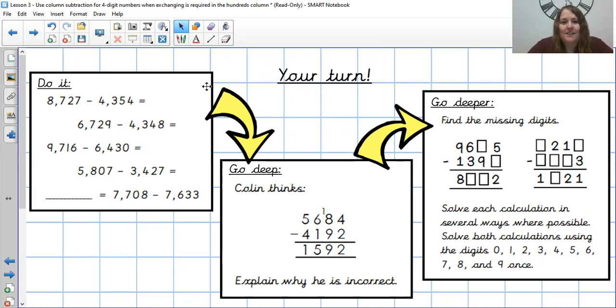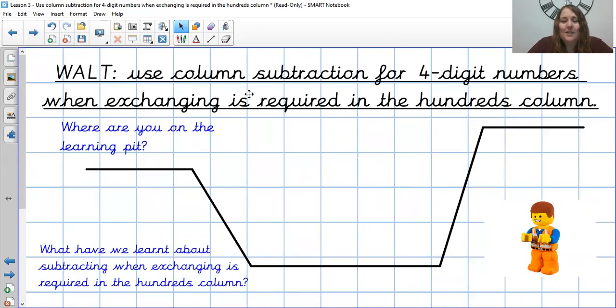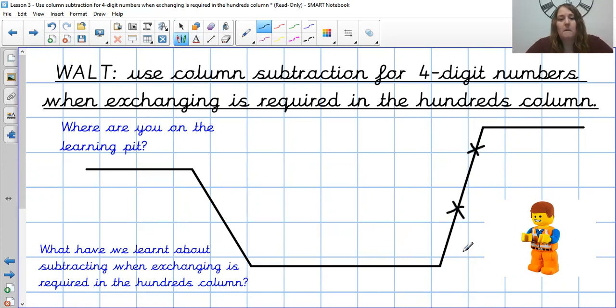Okay, a huge well done with your work today. I can't wait to see your work if you choose to send that in today. Just have a final think about where you are in the learning pit. Was that easier because you knew some of the steps from Tuesday's lesson? Was it still slightly tricky to remember what to cross out, where to exchange from? Or are you fairly confident you think you're out the learning pit for now?